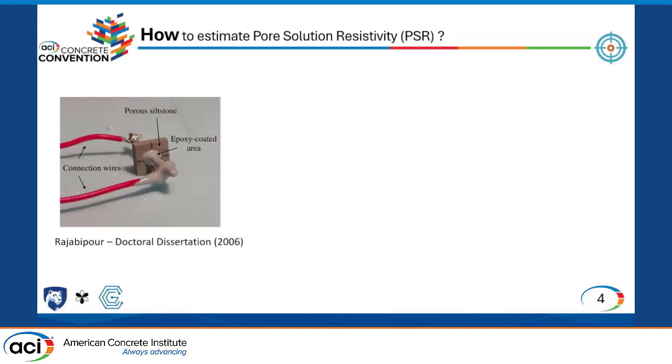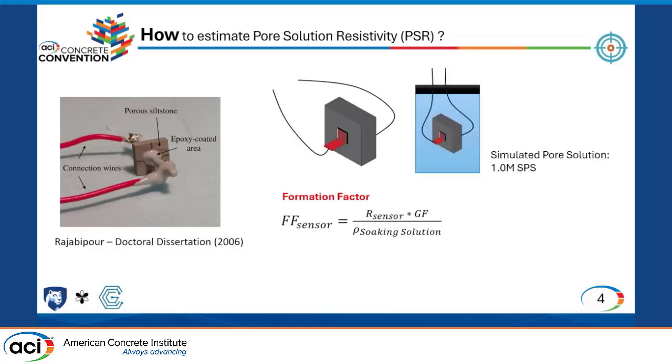So in 2006, my advisor, Dr. Farshad, demonstrated that porous material like ceramics or even cement matrix can be used in order to determine the pore solution resistivity. The concept came from calculating the formation factor of the sensor itself. In order to do that, we multiply the reading from the sensor by a geometrical factor, which is based on the area and length between the terminals. This works similarly to mixture resistivity, and then we divide it by the soaking solution resistivity. To calculate the soaking solution, we drop the sensor in simulated pore solution, and we vacuum saturate it until we know that the ions inside the sensor and inside the solution are matching. This way, we were able to calculate the formation factor.